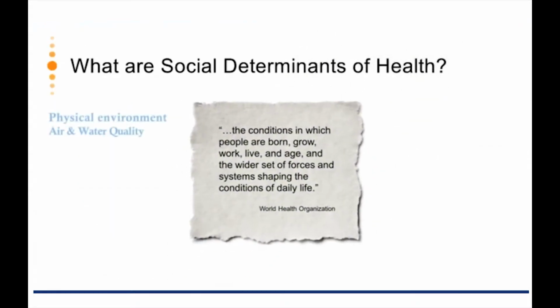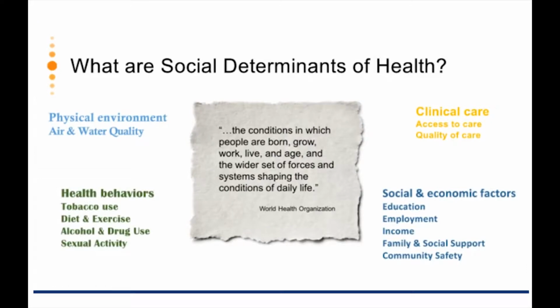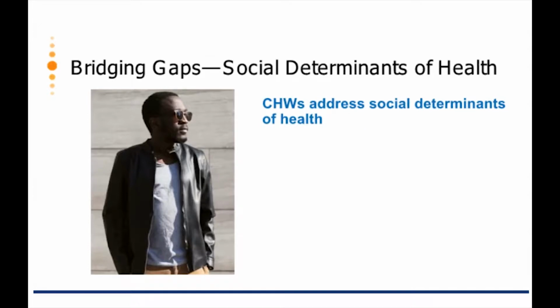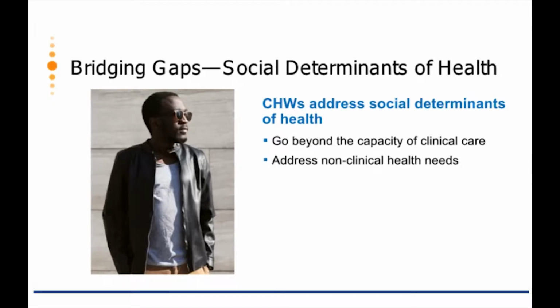So, what are the social determinants of health? The World Health Organization defines them as the conditions in which people are born, grow, work, live, and age, and the wider set of forces and systems shaping the conditions of daily life. Community health workers address the social determinants of health by going beyond the capacity of clinical care to address the non-clinical health needs and bridging the gap in healthcare.